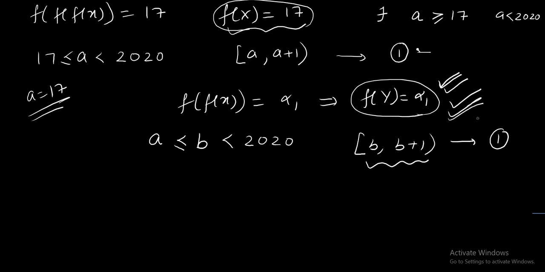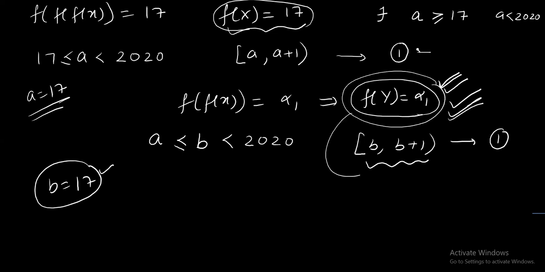The only difference is now we have considered f of capital Y. Alpha 1 belongs to a to a plus 1. So b is going to be greater than or equal to a and less than 2020. Let me give you an example. Suppose I take b as 17 here. Then for this equation, I will have one solution in 17 to 18. If you take b as 18, you will have one solution in 18 to 19. And like this, if you take b as 2019, then you will have one solution in 2019 to 2020.